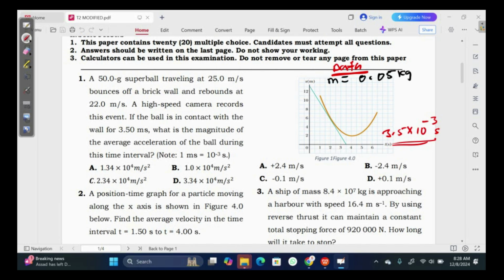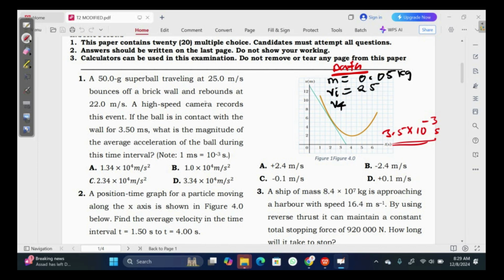0.05 kgs. What else do we have? We can clearly see that we also have what? We have been given the speed. So they're saying a 50 grams super ball, traveling at 25 meters per second. So we have the initial velocity, and one thing I want you to understand again is that the initial speed which we have is 25. Now what is the final velocity?